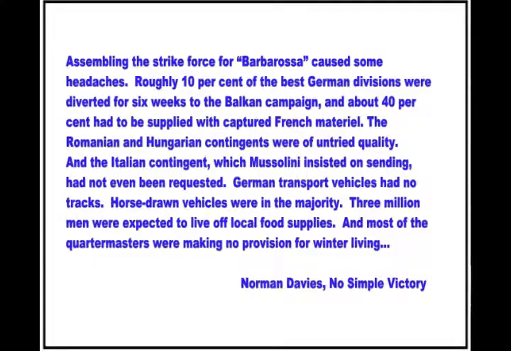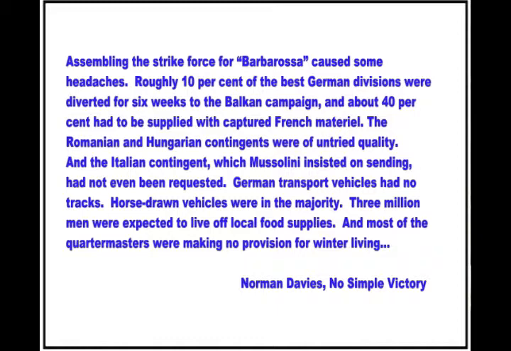In his History of World War II, Norman Davies characterizes the problems confronting the German High Command when planning the invasion of Russia, code word Barbarossa. Assembling the strike force for Barbarossa caused some headaches. Roughly 10% of the best German divisions were diverted for 6 weeks to the Balkan campaign, and about 40% had to be supplied with captured French materiel. The Romanian and Hungarian contingents were of untried quality, and the Italian contingent, which Mussolini insisted on sending, had not even been requested.